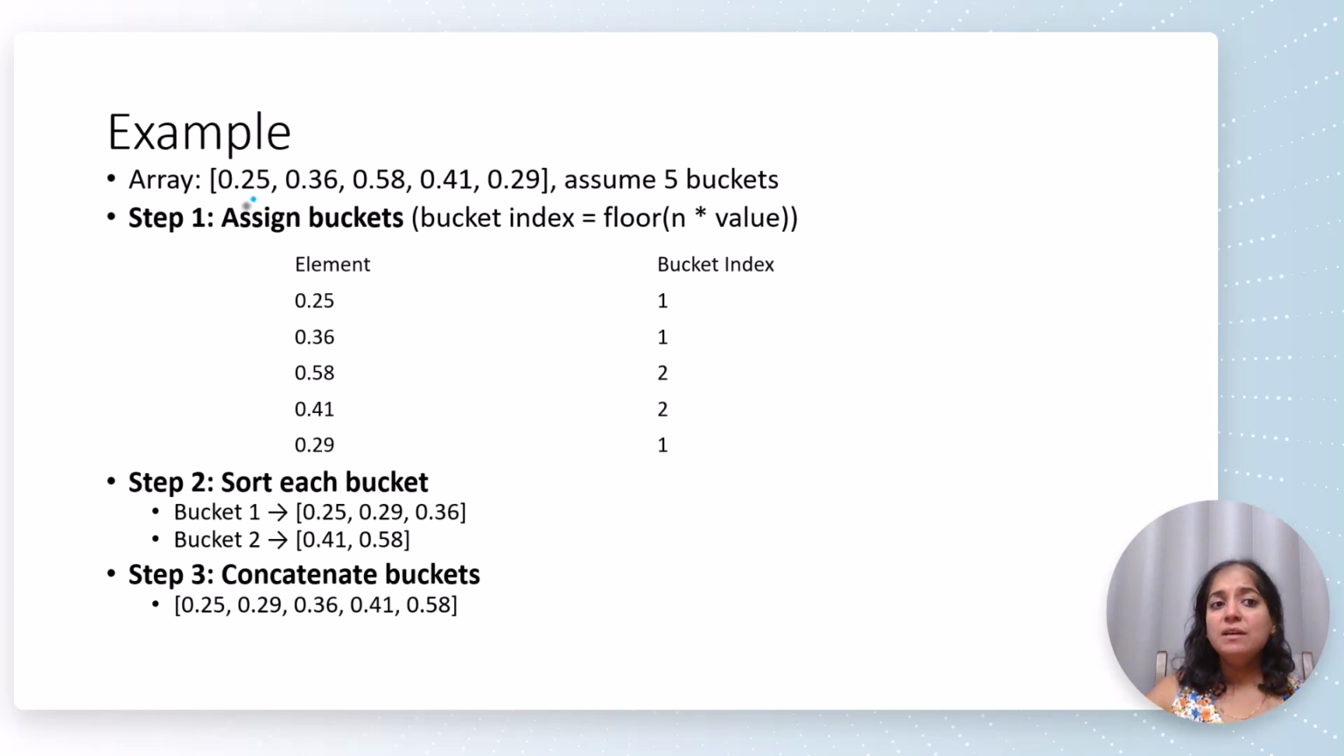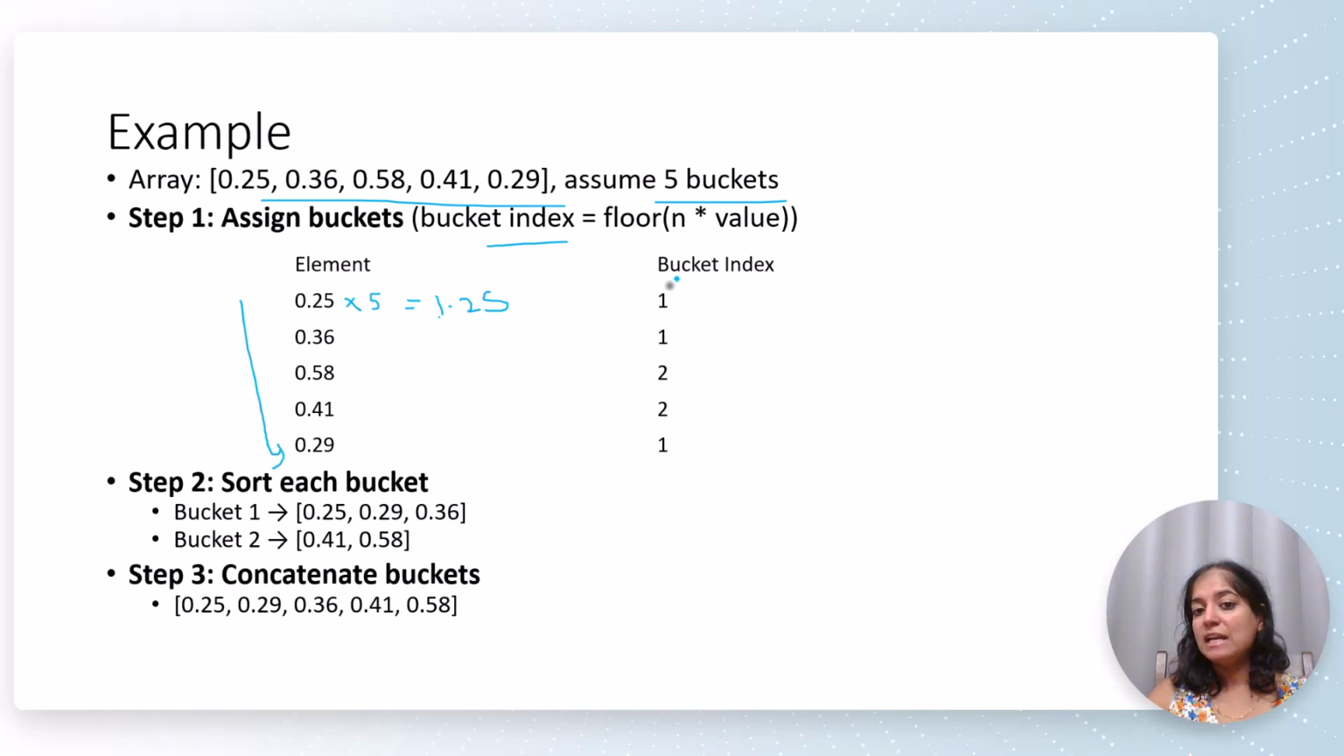One more example is here. Suppose we have 5 buckets and my bucket index is the floor value of n times value. So 0.25 times 5 comes out to be 1.25. The floor value becomes 1. That means the element 0.25 will go in bucket 1. In the same way we calculate for all the values which bucket each value will go to. Then individually sort each bucket. So bucket 1 is sorted, bucket 2 is sorted, and then concatenate these buckets.